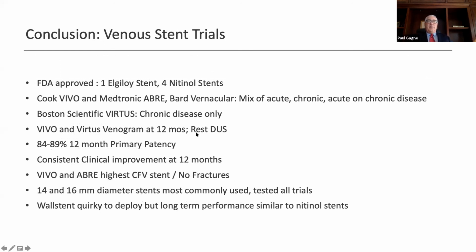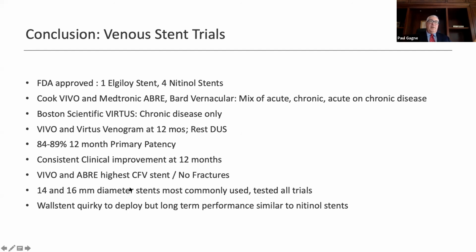The Vivo and VIRTUS studies had venogram at 12-month follow-up, so they seemed to have a slightly increased detection of in-stent stenosis compared to duplex ultrasound and the other studies. Whether that's symptomatic, clinically significant or not is unclear. You can see that in general, the patency is somewhere between 84 and 89% for these stents overall, if you take all comers, with consistent clinical improvement once you restore flow through these vein segments.